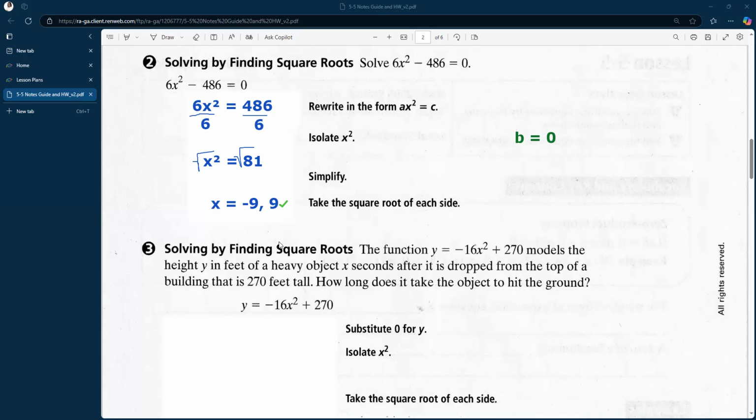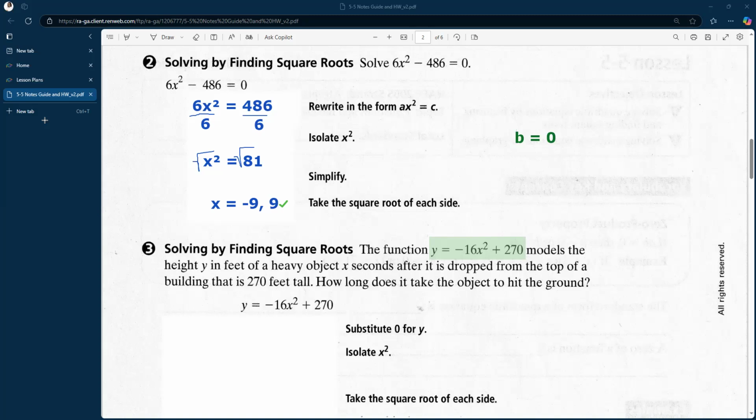You can use square roots to solve these very important equations you will see all the time in physics. They model projectile motion. So anything that is being dropped or thrown, this is the type of equation you will see that is going to model the behavior of the object that's being dropped.